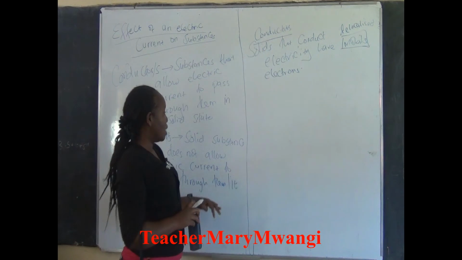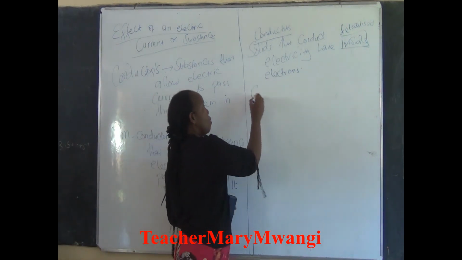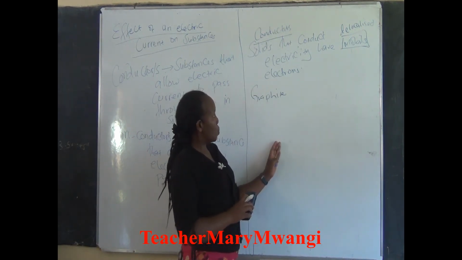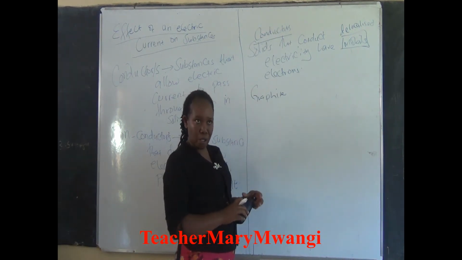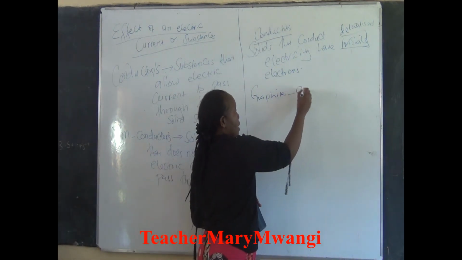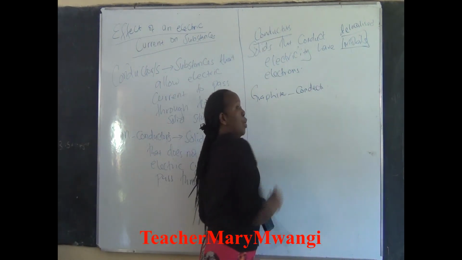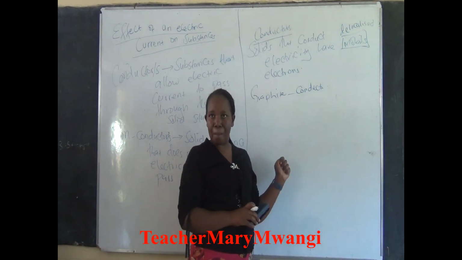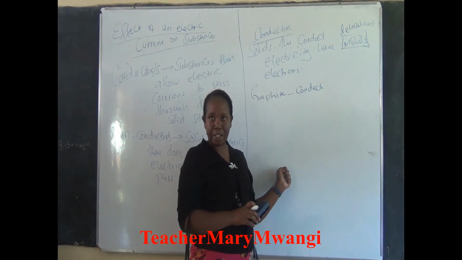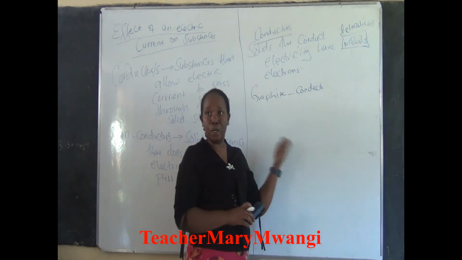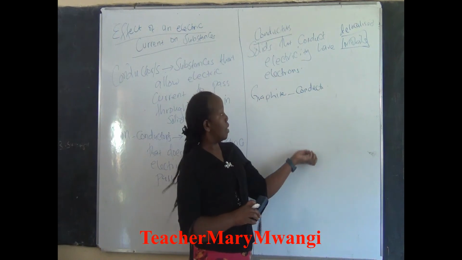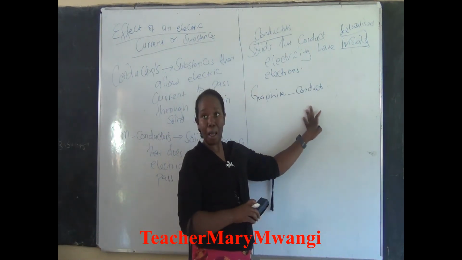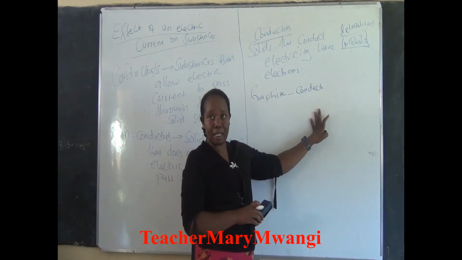So we realize that graphite is a non-metal, and from our previous lessons, you know that graphite is a non-metal and it conducts electricity. So why does it conduct electricity and other non-metals like sulfur do not conduct electricity? Something like chlorine will not conduct electricity. Something like sugar will not conduct electricity, but graphite is a non-metal and it conducts electricity.